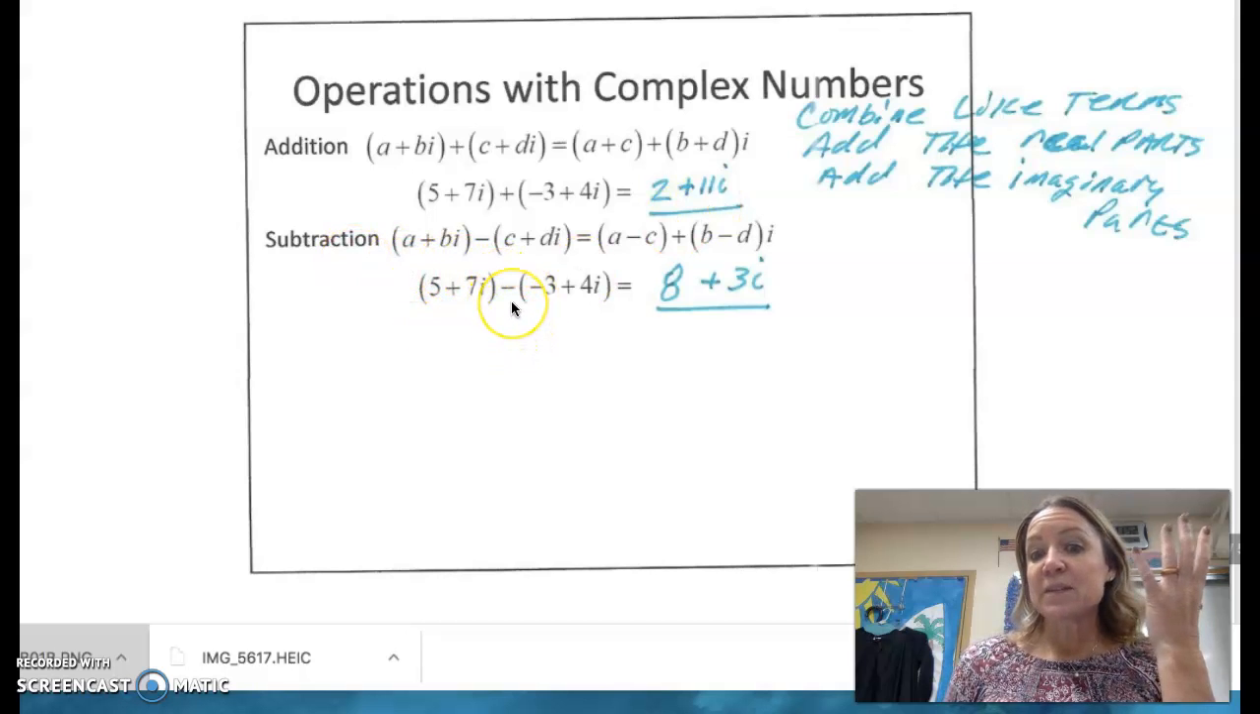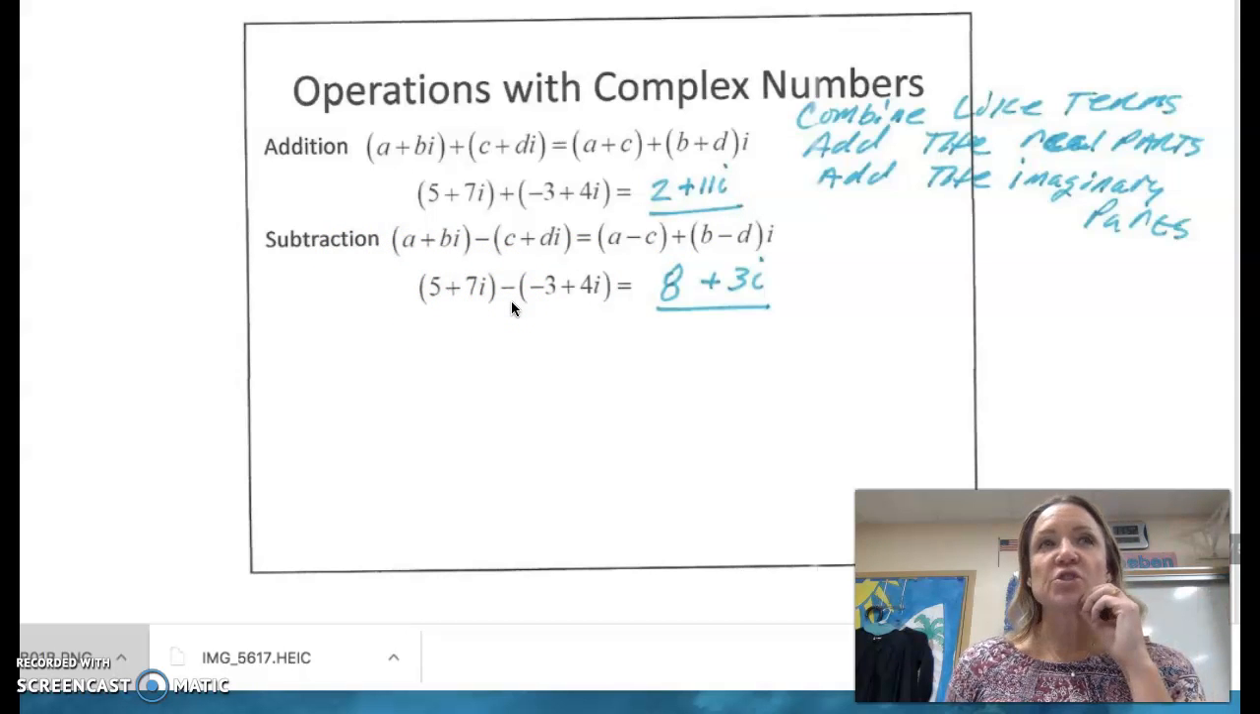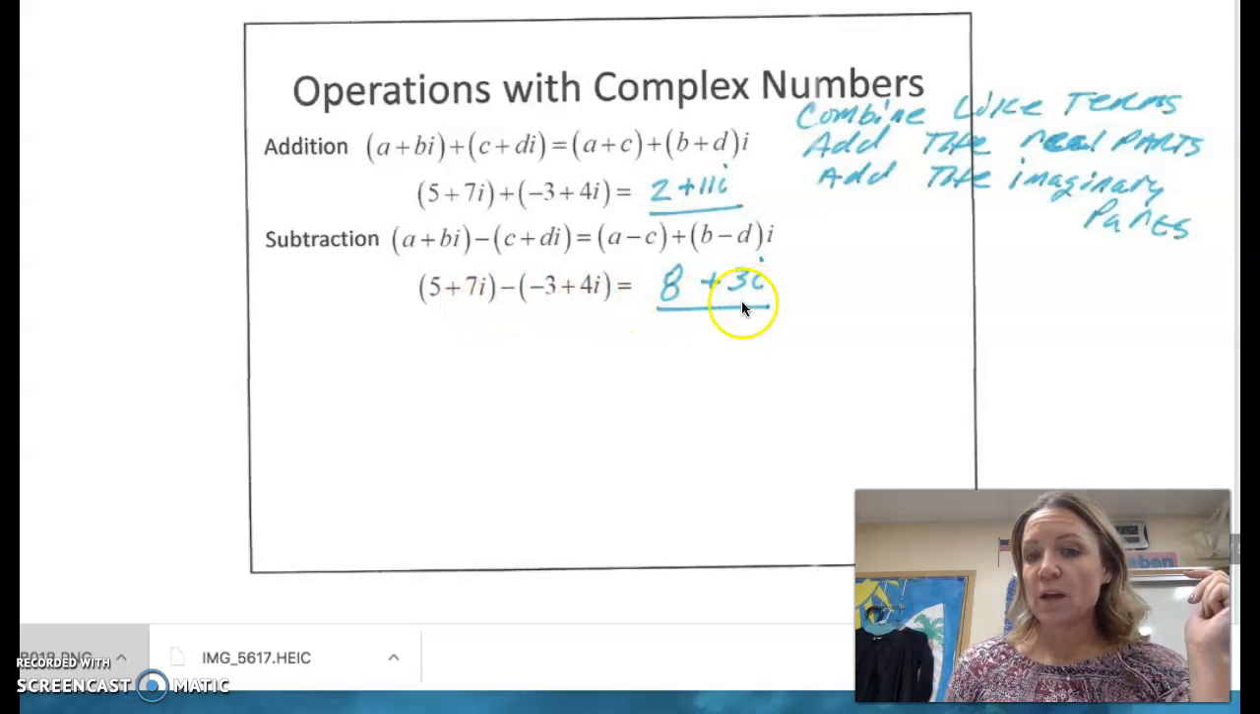Subtraction works the same, except you're going to subtract. You just have to watch your signs and remember that minus a negative means to add. So if we have 5 minus negative 3, you get 8. And 7i minus 4i, you get 3i. Again, just watch your signs on those, but it's basically combining like terms.